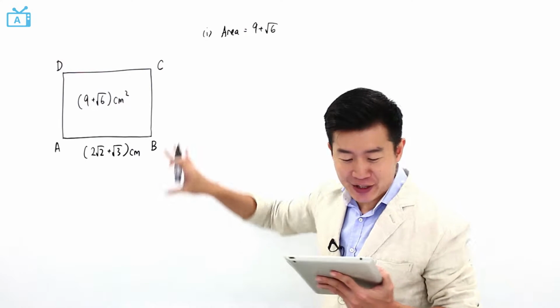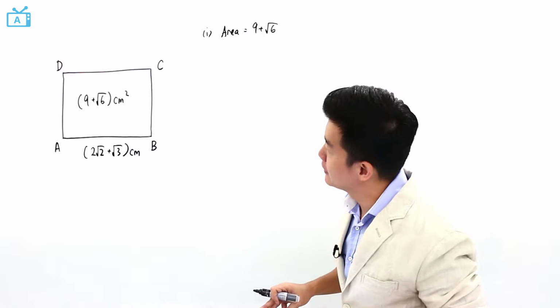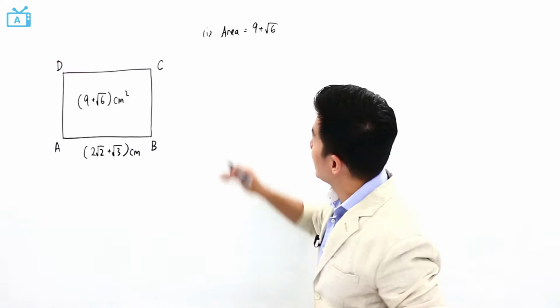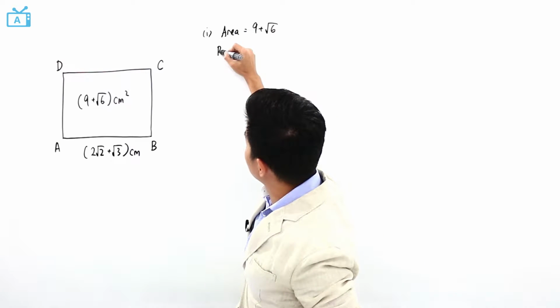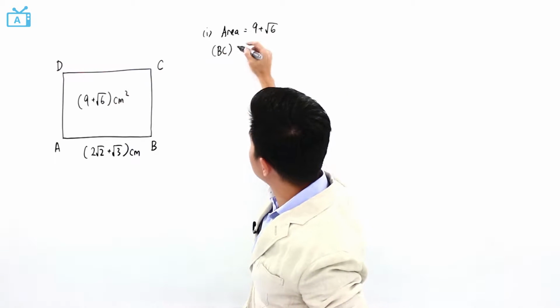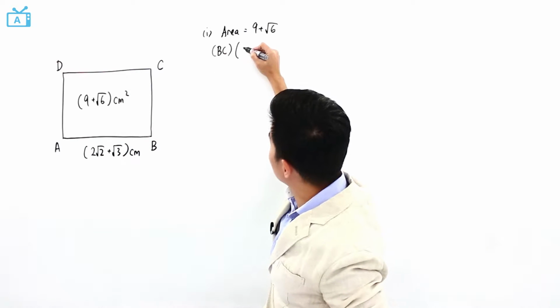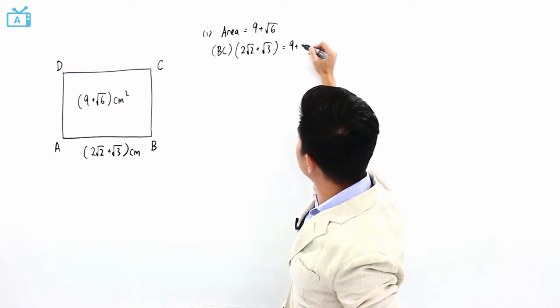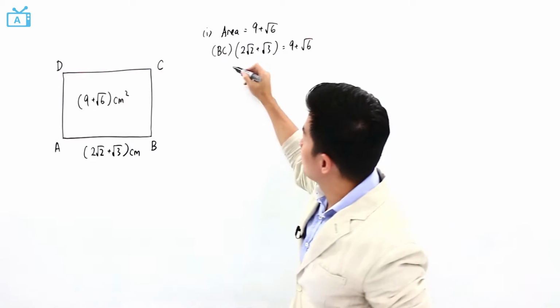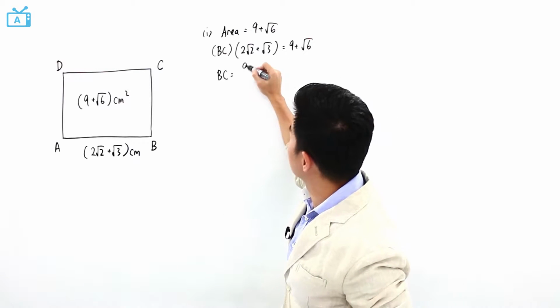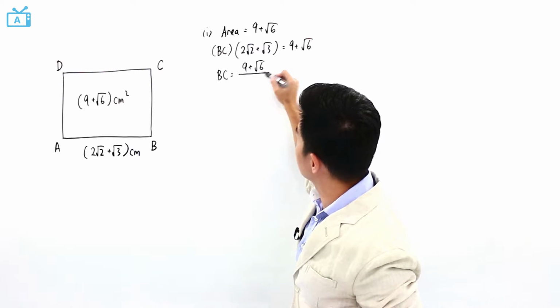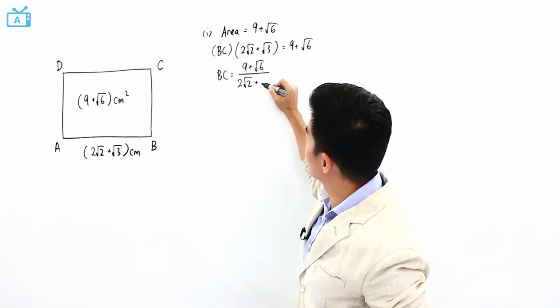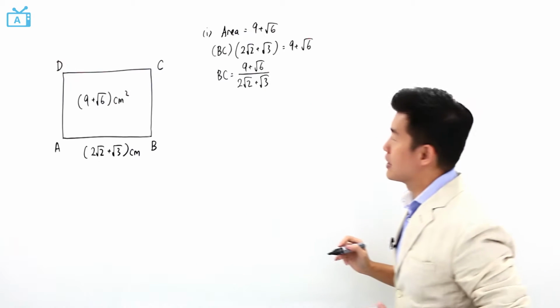The question gives me that the area of the rectangle over here is 9 plus square root of 6. And the area of the rectangle can be calculated by taking the length BC multiplied by the length AB, which is 2 square root of 2 plus square root of 3. And this is 9 plus square root of 6, which means that BC over here is 9 plus square root of 6 divided by 2 square root of 2 plus square root of 3.